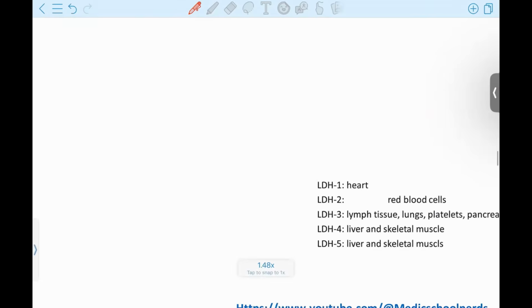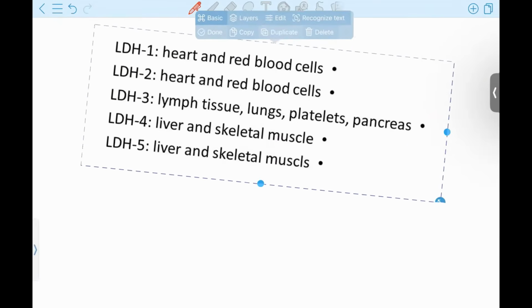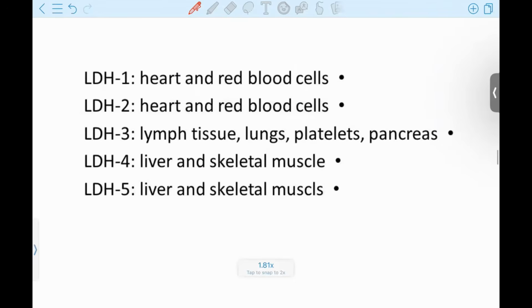Next one is LDH. So these are the types of LDH that we can see here. LDH type 1 is present in the heart. Basically it is given in both heart and red blood cells, but it is more dominant in the heart. And LDH2 is more dominant in the red blood cells.